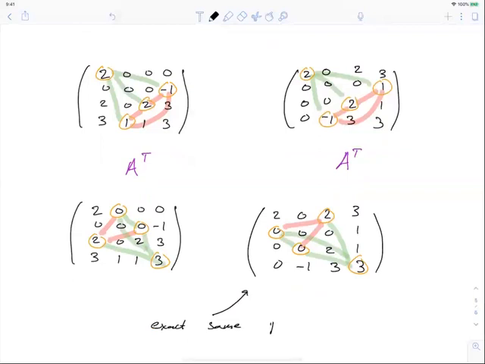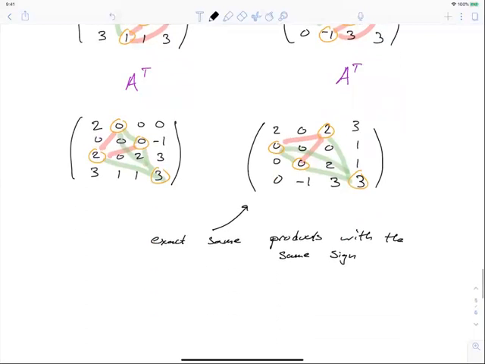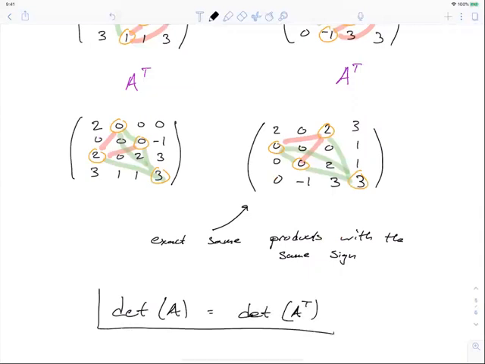Exact same products with the same sign. So even if you take the transpose, you're going to end up with the same value. So the punchline here is the determinant of A is equal to the determinant of A transpose.